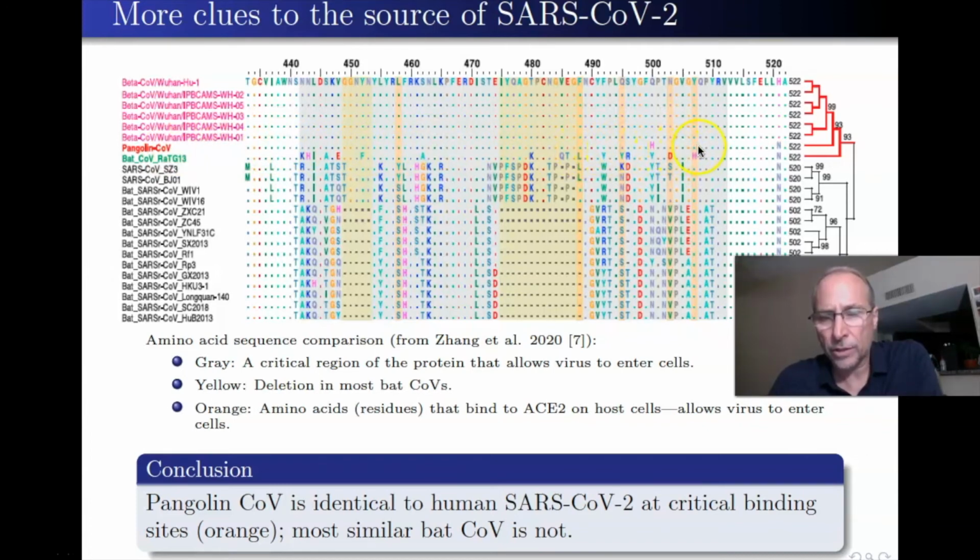Every single orange section has a dot, which means the pangolin and the human sequences are identical. But compare that to the bat sequence. Now remember, the bat sequence is more similar to the human sequence than it is to the pangolin. And you notice that that's the same, but that one's different, that one's different, that one's different, that one's different. So 4 of the 5 key sections are different in the bat SARS than in the humans, whereas the pangolin and the humans are identical.